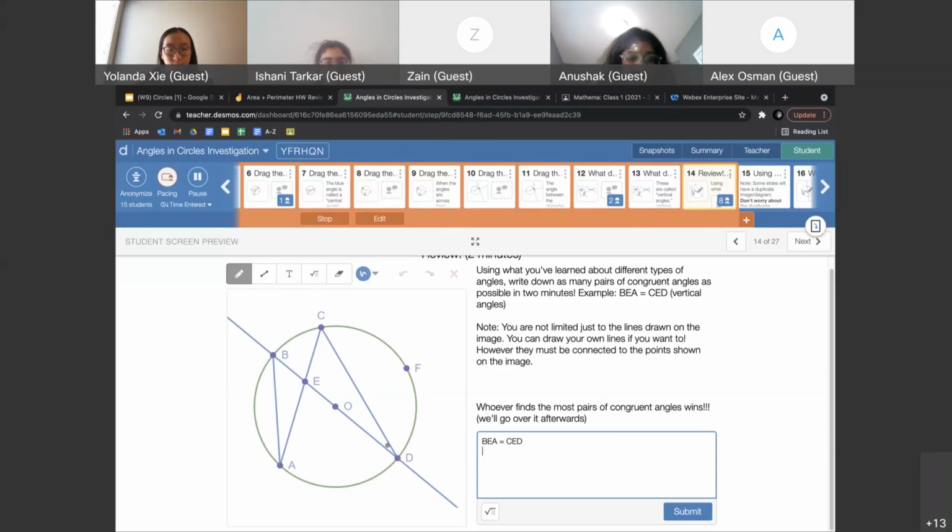Okay, so BEA is equal to CED, and then BEC is equal to AED because vertical angles, and then BDC is equal to BAC because inscribed angles are congruent. Remember that. And then same with ABE and ACD.